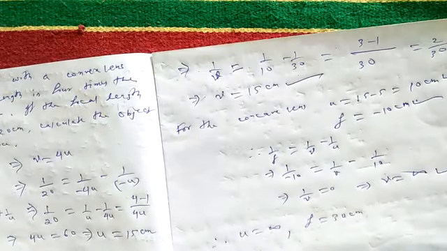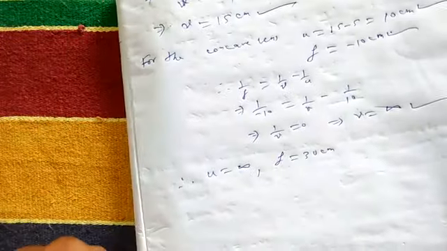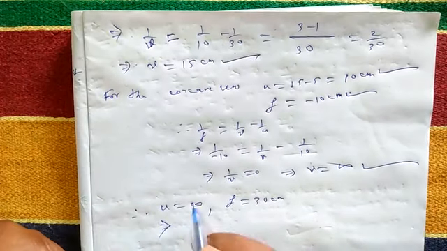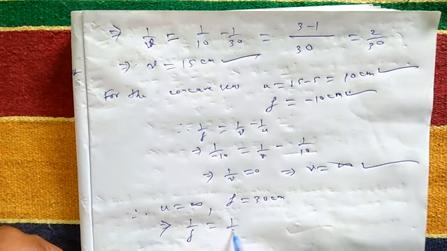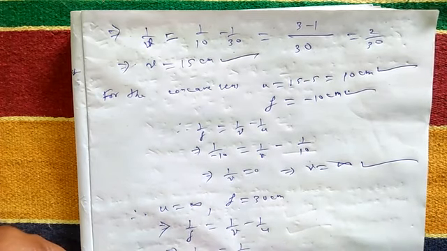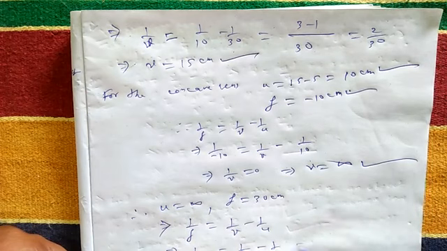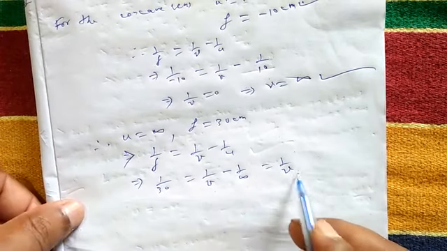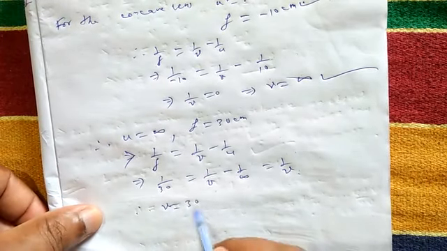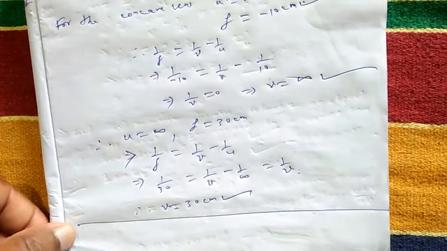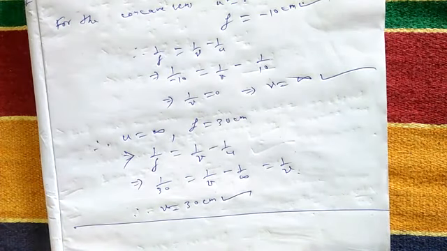F is equal to 30 centimeter. So again, applying the lens equation, 1 by F is equal to 1 by V minus 1 by U, which implies 1 by 30 is equal to 1 by V minus 1 by infinity. Since 1 by infinity is 0, we get 1 by V. So we get V is equal to 30 centimeter. So the final answer is, the image will be formed at 30 centimeter from the convex lens.